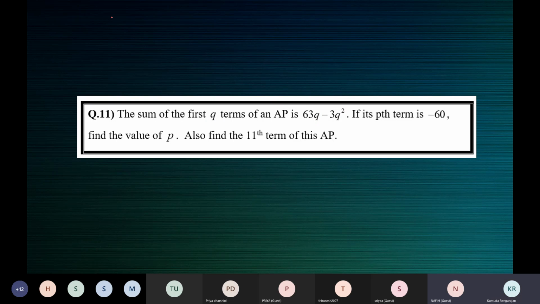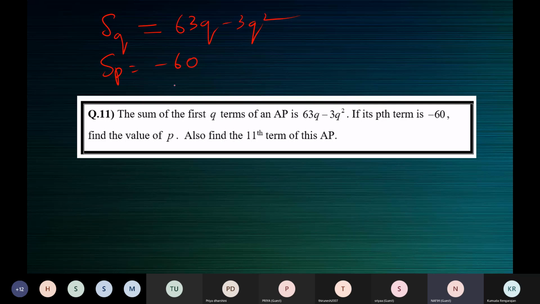So the sum of the first q terms of an AP, Sq, is 63q minus 3q square. If its pth term is minus 60, find the value of p. Also find the 11th term of this AP.